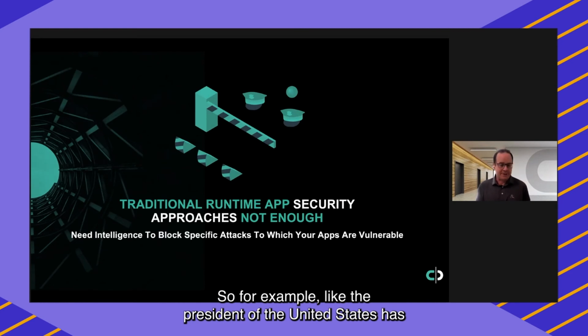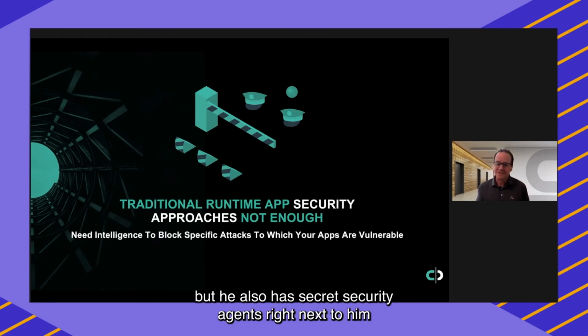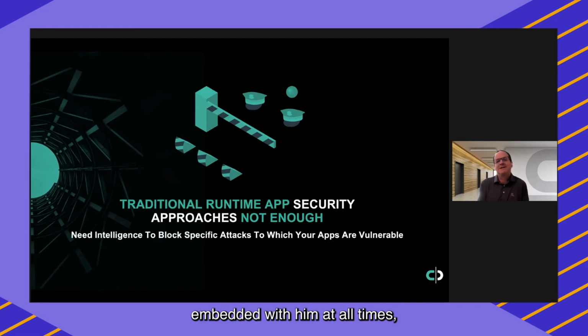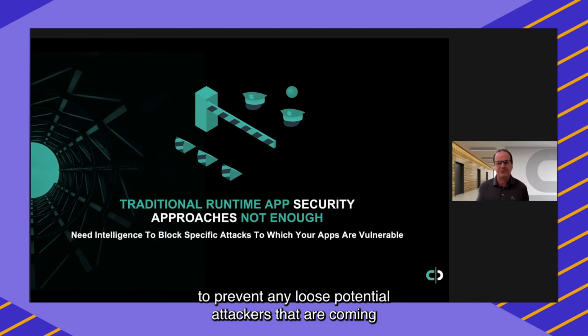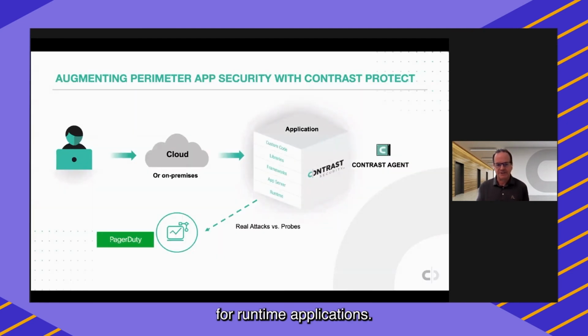So, for example, the president of the United States has a barrier to prevent vehicles from coming near him and fencing, but he also has secret service agents right next to him, embedded with him at all times to prevent any loose potential attackers that are coming close to him. And that's the same approach we have for runtime applications.